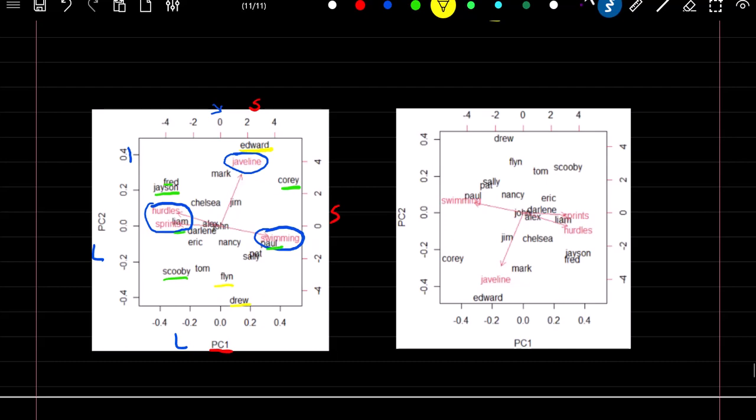And these names, you can just think of this as like observation 1, observation 2. It's just naming the observations.